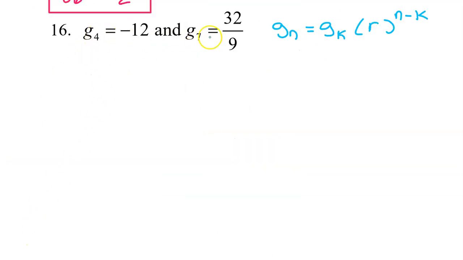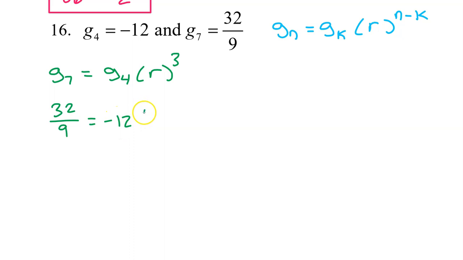Again, we are not given the common ratio. Let's plug in G7 in the front and G4 for Gk so we can find r. So we have G7 is equal to G4 times r to the 7 minus 4 power. So that'll be the third power. But G7 is 32 over 9. So we have 32 over 9 is equal to G4, which is negative 12, times r to the third power. I guess I can stop writing the parentheses right now.